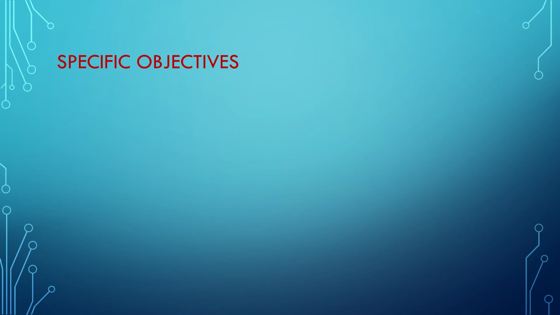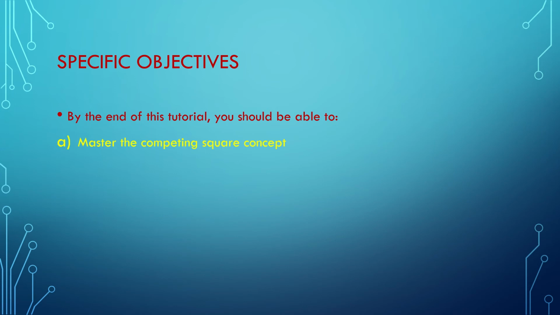We'll quickly go to our specific objectives to be able to know what we are aimed at and what we need to know. By the end of this tutorial, you should be able to do the following two things. One, master the completing square concept. And number two, I shall leave it to your question. What do you think might be the second objective, or what might I be yearning you to understand by the end of this tutorial? Sit back, friend, and we shall be able to journey together.